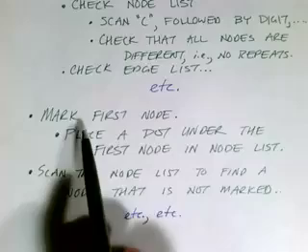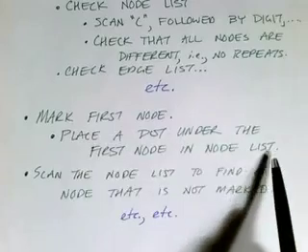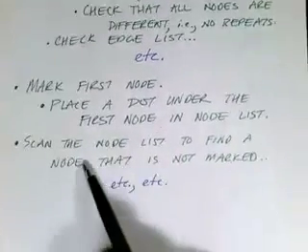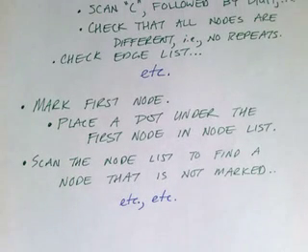And then we get to the actual algorithm. It says mark the first node, so that means place a dot under the first digit of the first node in the node list, and then scan the node list to find a node that's not marked. And it goes on and on like this with lots and lots of detail. This is a fairly complex algorithm, and turning it into a Turing machine is going to take some time. But I think it's pretty obvious that an algorithm like this, or any algorithm that you're used to seeing as a programmer, can be turned into a Turing machine. That's the Church-Turing thesis, that a Turing machine and an algorithm, these are the same things.